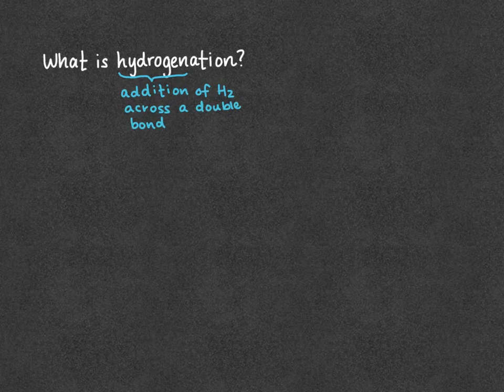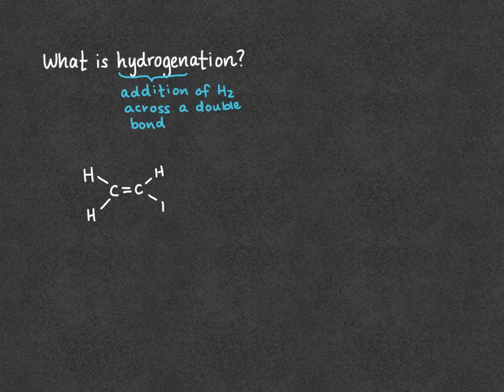In an addition reaction, our reactants will be either alkenes or alkynes. So our reactants will be unsaturated with a reactive double or triple bond. We're going to add hydrogen to our reaction, and we will often need a catalyst of some sort, and we'll talk about that in just a minute.